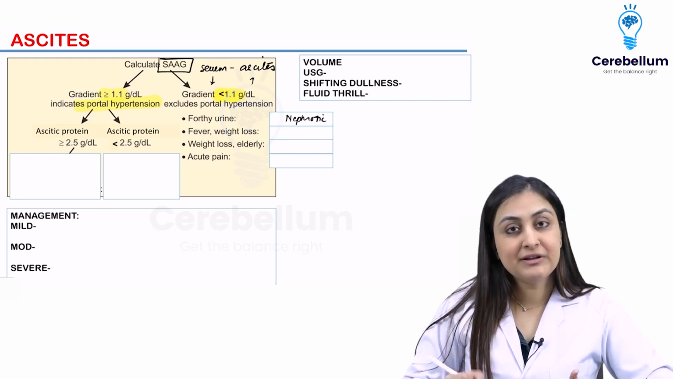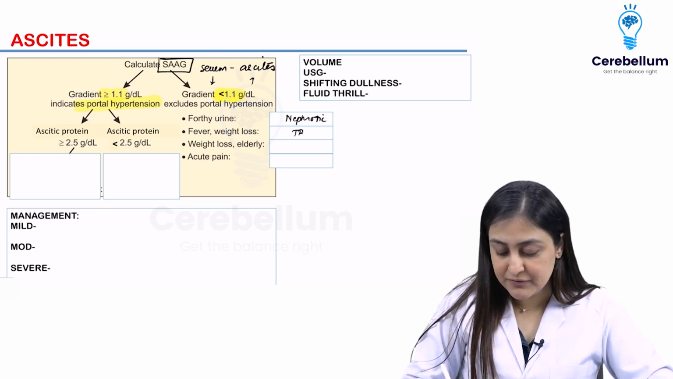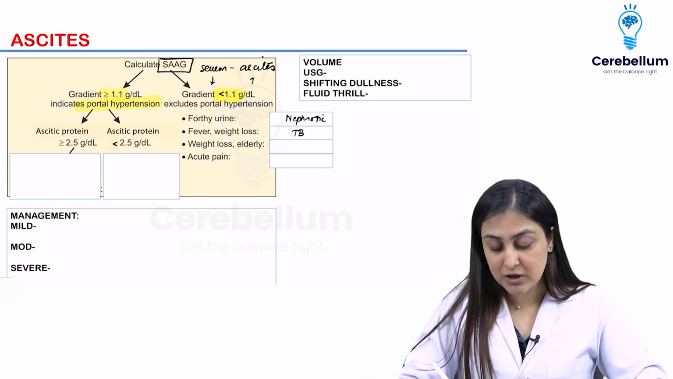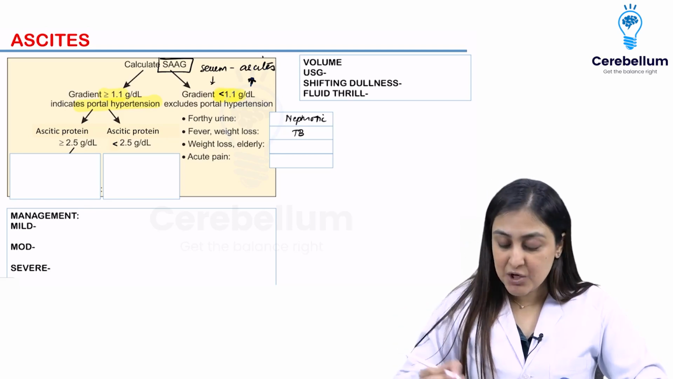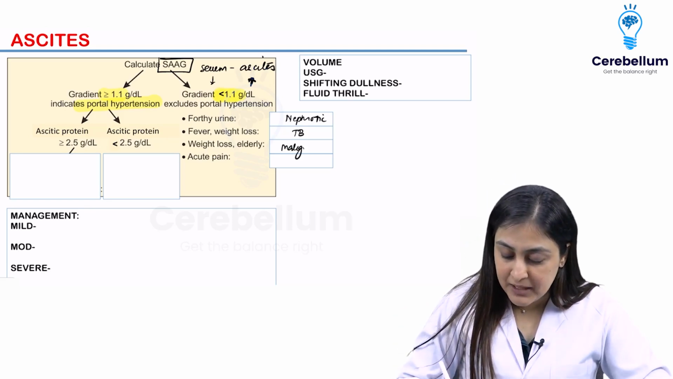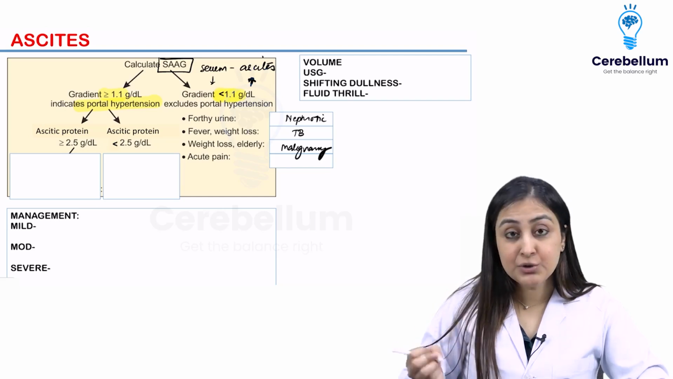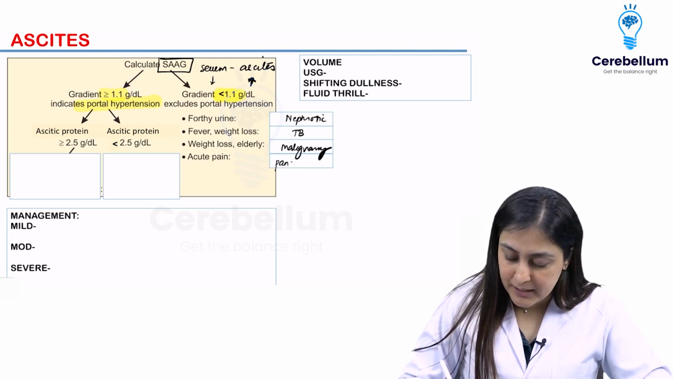Whereas if they talk about fever, weight loss, you start thinking in terms of infection, most common being TB. So again, the ascitic albumin increases in TB. Weight loss, elderly, start thinking in terms of malignancy. Acute pain, start thinking in terms of pancreatitis.